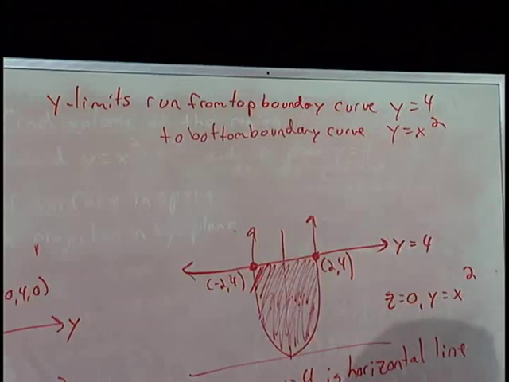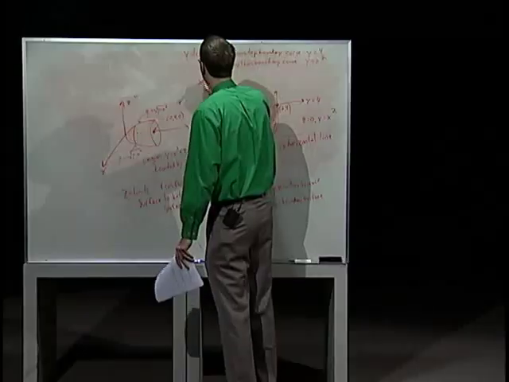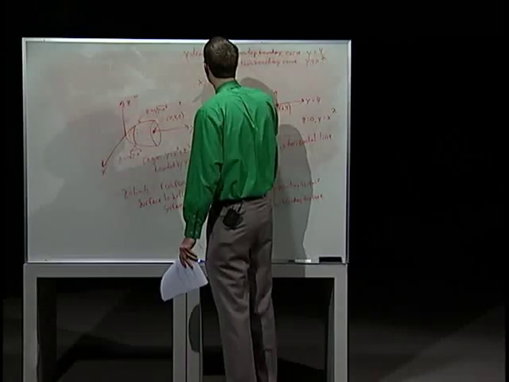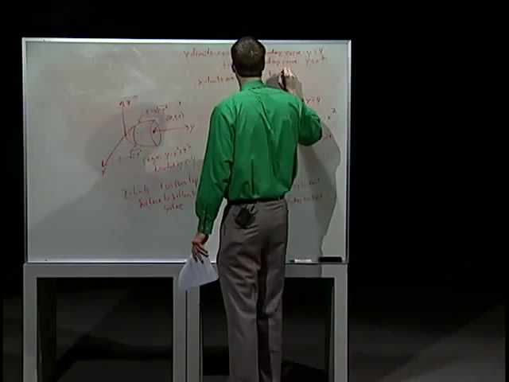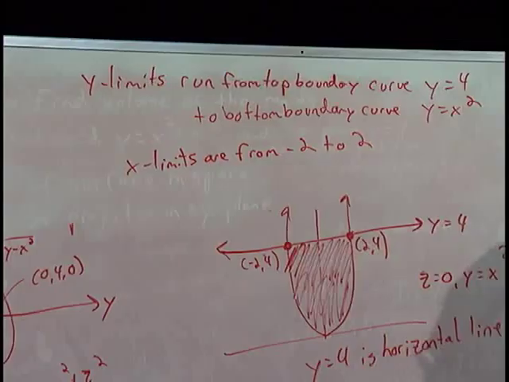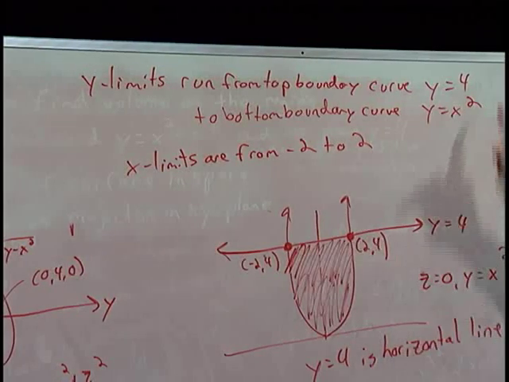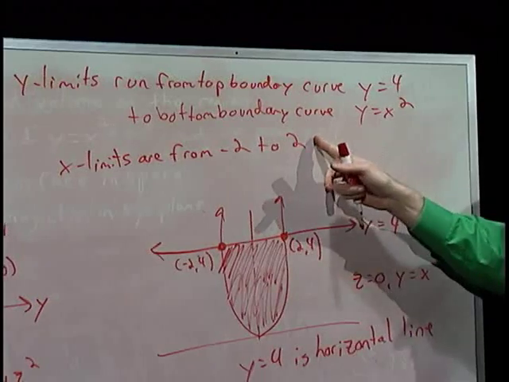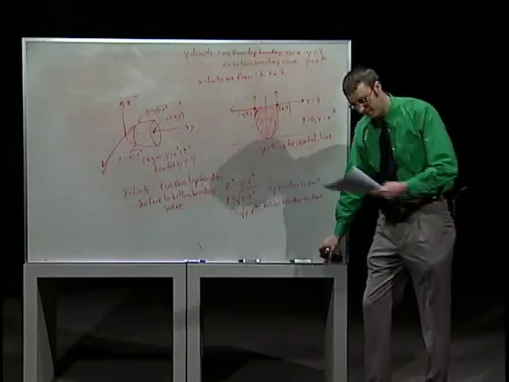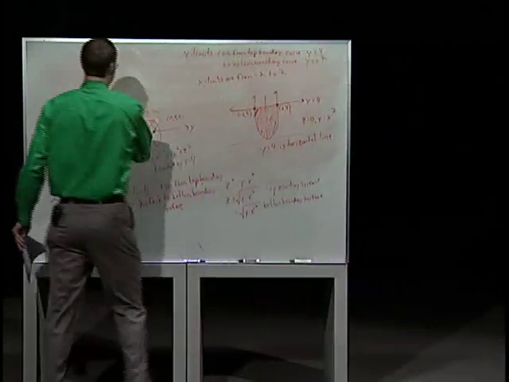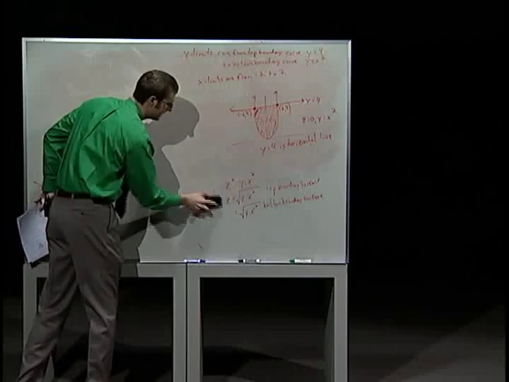And the x limits of integration are just constants. They run from -2 to +2. So there's the bounding surfaces for z, the bounding curves for y, and the limits for x. So we're finally ready to begin actually setting our integral up. Let's get rid of this. We'll leave all of our limits.